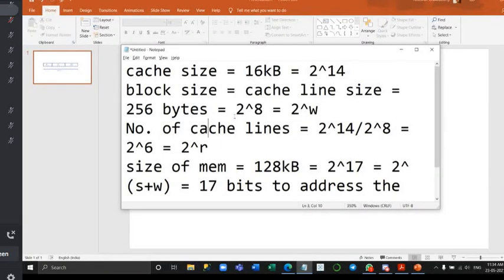Okay. Next, we have the cache blocks. We have the cache size and the cache line size. So if we have the cache size and the cache line size given, we can easily find the number of lines in cache. So that is the cache size 2 to the power 14 divided by the cache line size 2 to the power 8, which gives us 2 to the power 6.